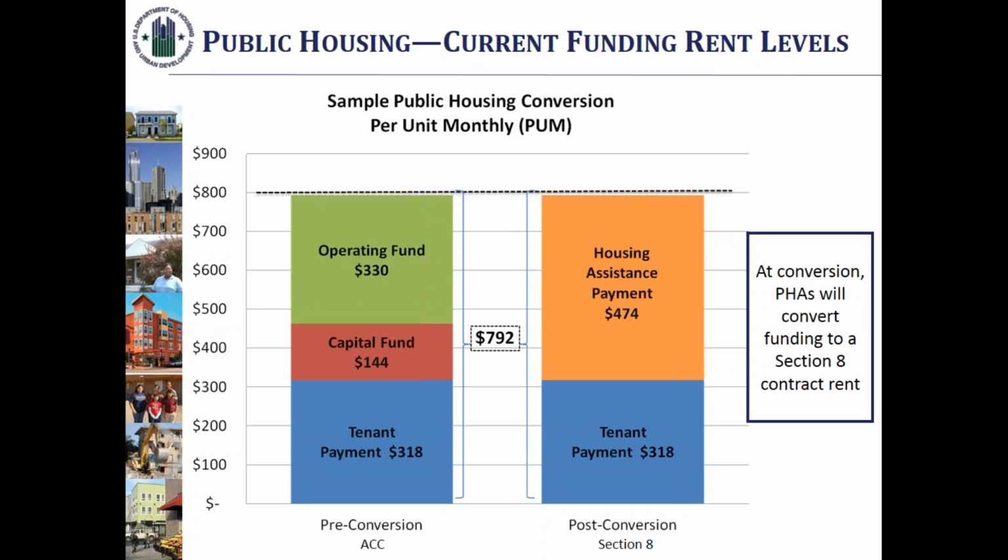But those two pieces are then combined into one stream, which would be your HAP payment. So no longer will a PHA have operating and capital funds commingled, but they'll have one number, the subsidy number that they're going to use moving forward. So that's kind of how these numbers were created, how these rents are set.